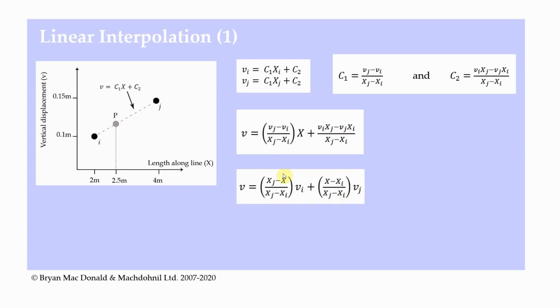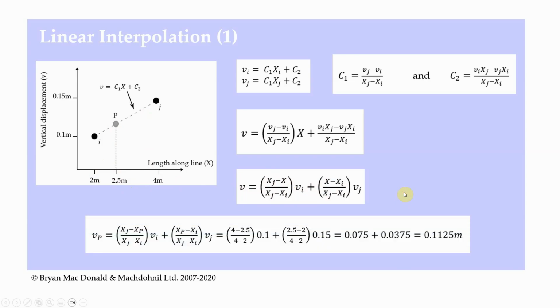Again, just to reiterate, we will know everything in here except for x, and x is what we're trying to find out. In this case, we're trying to find the vertical displacement at the x coordinate 2.5. So we put all the information we know, xj, xi, vi, and vj, in here. Then we set x equal to 2.5, and this gives us the vertical displacement at the point 2.5 according to a linear interpolation between the points i and j.